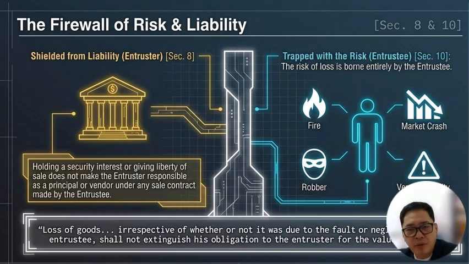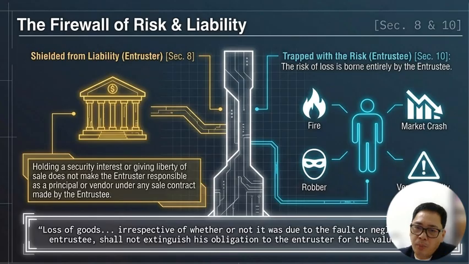It ensures that if a third party purchaser has an issue with the goods, such as a product defect or a breach of warranty, they cannot sue the bank that merely financed the transaction. The entrustor's role remains strictly that of a secured creditor, insulating them from operational liabilities of merchandising. So we go to Section 10, the entrustee's absolute risk of loss.